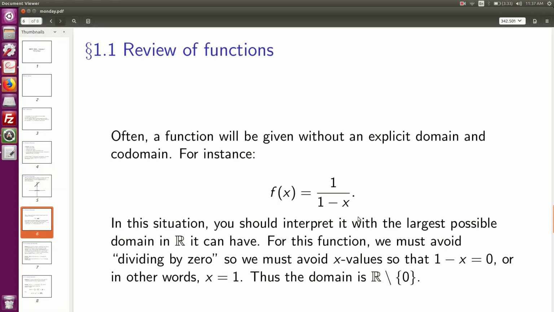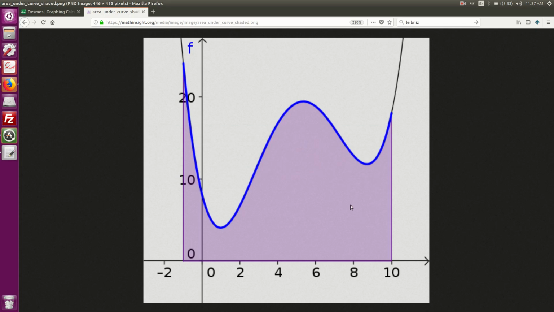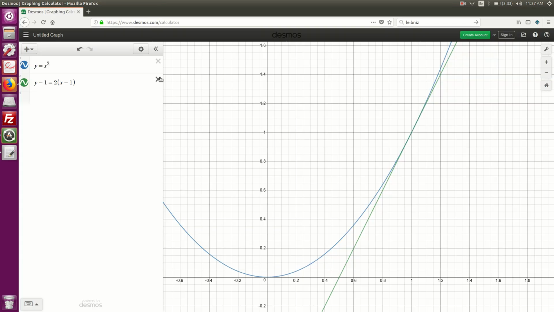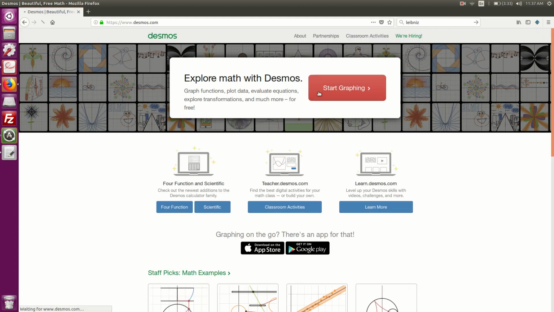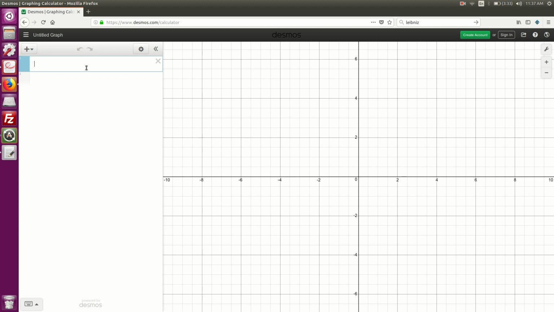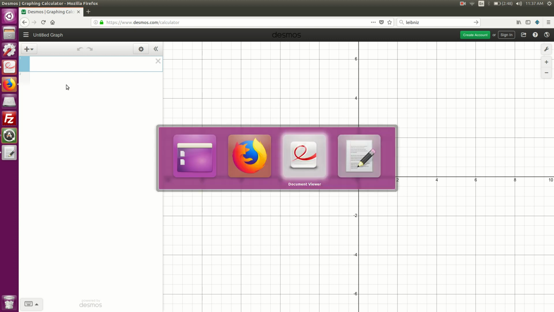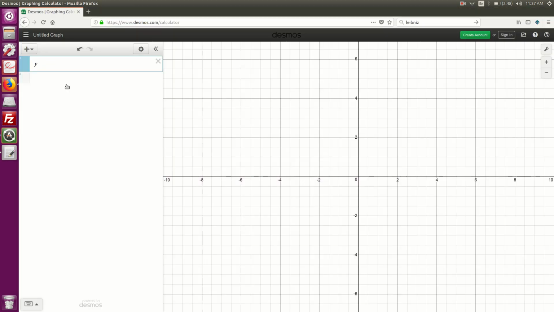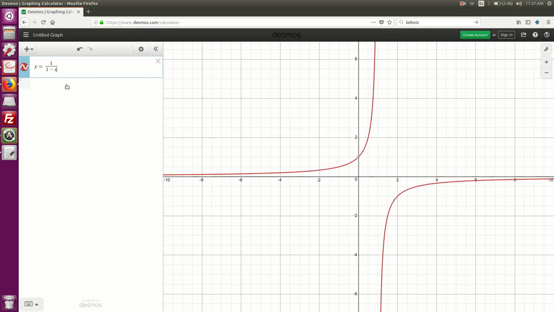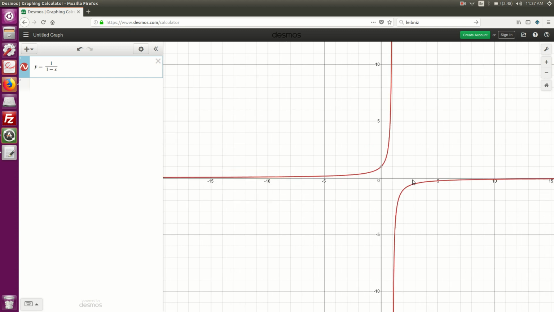Let's look at this function, by the way. So this is Desmos. You may have seen it before. It's a nice plotting tool for things. So if you go to Desmos, let me just go there right now. You click Start Graphing, and you're presented with this window with these boxes. And so I want to plot this function. Now, like I said earlier, f of x is another name for y. So if I just type y equals 1 over 1 minus x, ta-da, we get this nice graph.